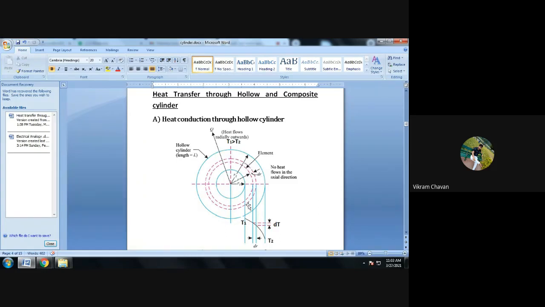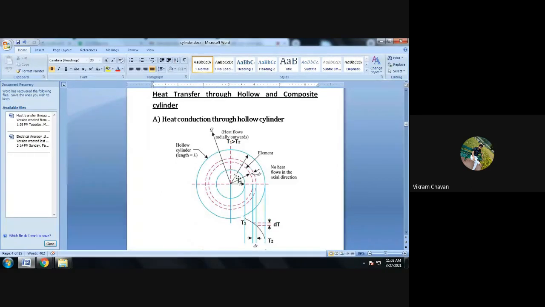For the derivation purpose, we have considered one small element. This dotted line shows the element. The element we have considered is a small part of the thickness of the cylinder. Out of the total thickness of the cylinder, we have considered the small element. Is everyone getting this? The thickness of that small element is dr.